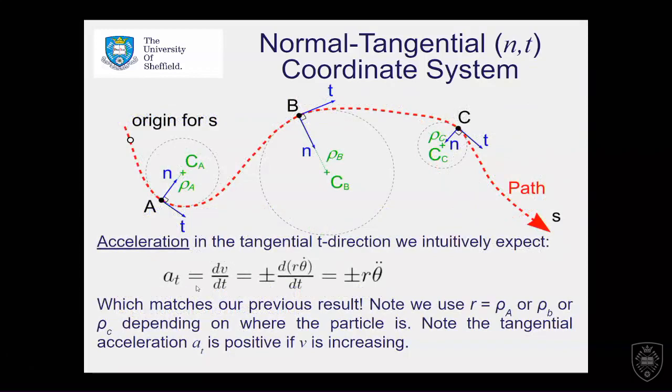Moving to the acceleration, in the tangential direction, we intuitively expect the acceleration in the tangent direction to be the derivative of the velocity in time. Now the velocity is always tangent, so we're just taking the magnitude here. So the magnitude of the change of the magnitude of the velocity in time, we can deduce as this here. Does this match the tangential acceleration? It does. This intuitive idea matches our previous results.